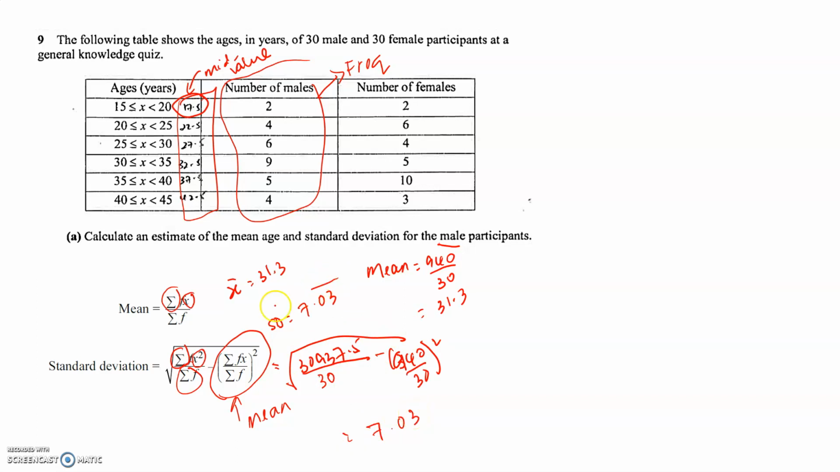But of course, the better way is actually to just use a calculator and get the standard deviation correct to 3 SF as just 7.03. So this is actually how you use the calculator method to find your mean and standard deviation, including summation of x and summation of x squared.